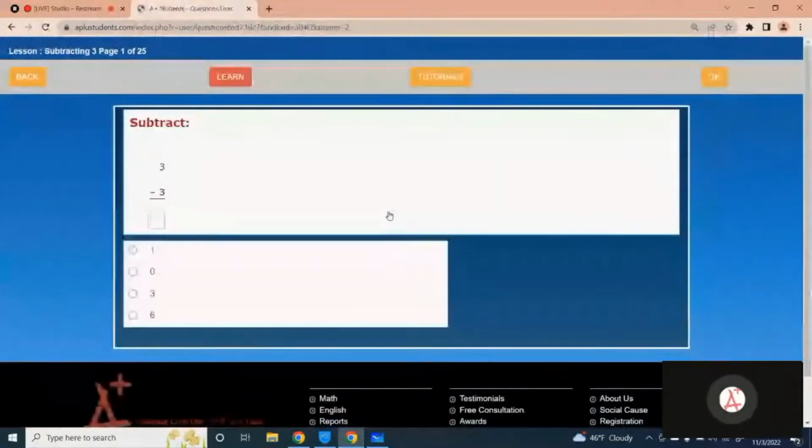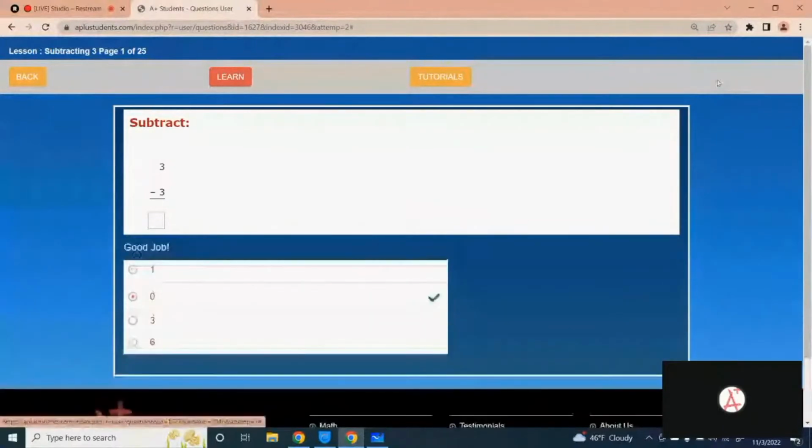Okay, 3 subtract 3 is 0. Got it? So just select the correct option and then click on the OK button.